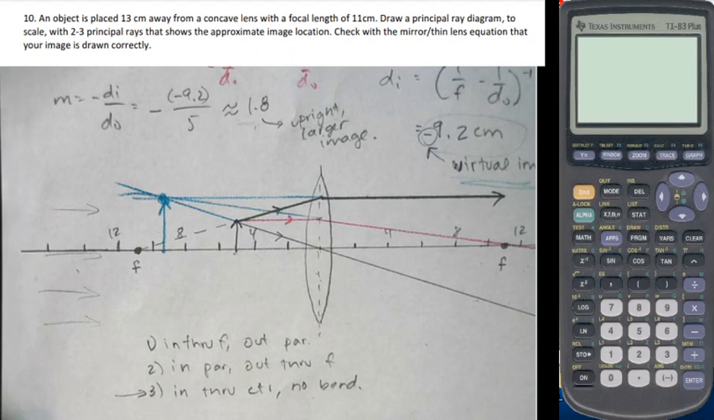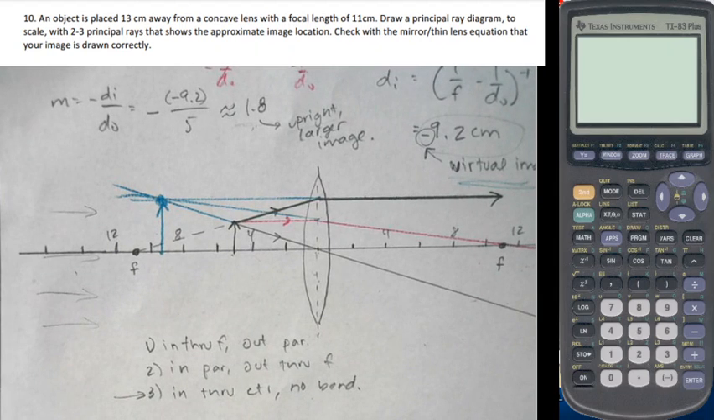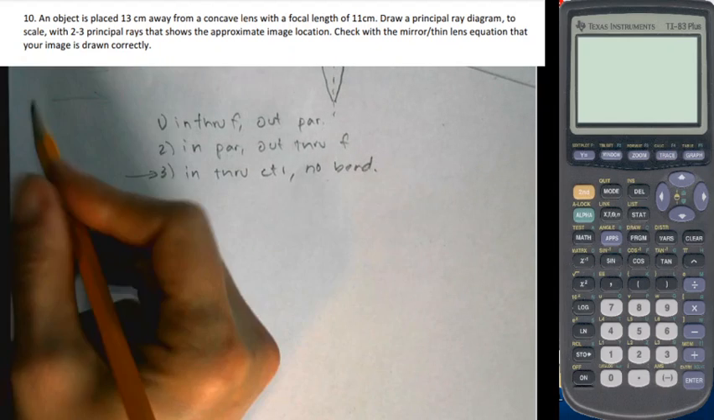So now I have an object placed 13 centimeters away from a concave lens. So this will be a lens that caves in the middle with a focal length of 11 centimeters. And we have the same question. So it's the same numbers, the same everything, except now we have a concave lens. So let's modify and redo this.